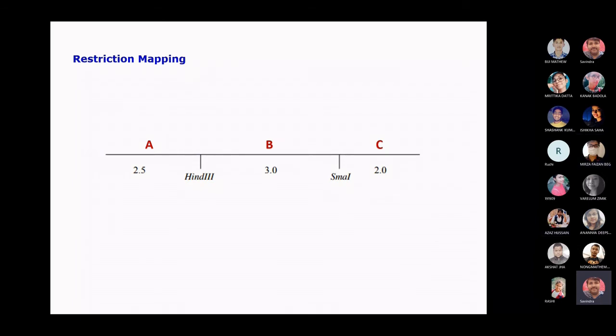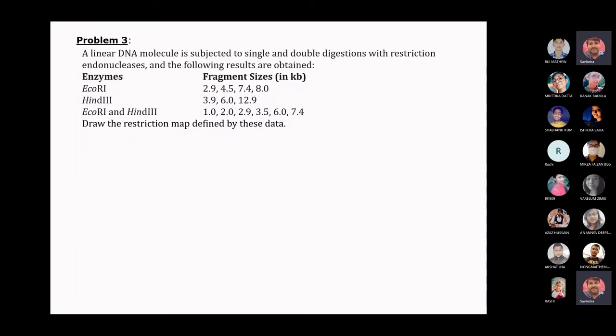Let's go on. Here you can see in problem number 3, a linear DNA molecule is subjected to single and double digestion with restriction endonuclease, and the following results were obtained. When we digested it with only EcoRI, we got 4 fragments in the gel electrophoresis, and the lengths of those fragments were 2.9 kilobase pair, 4.5 kilobase pair, 7.4 kilobase pair, and 8 kilobase pair.